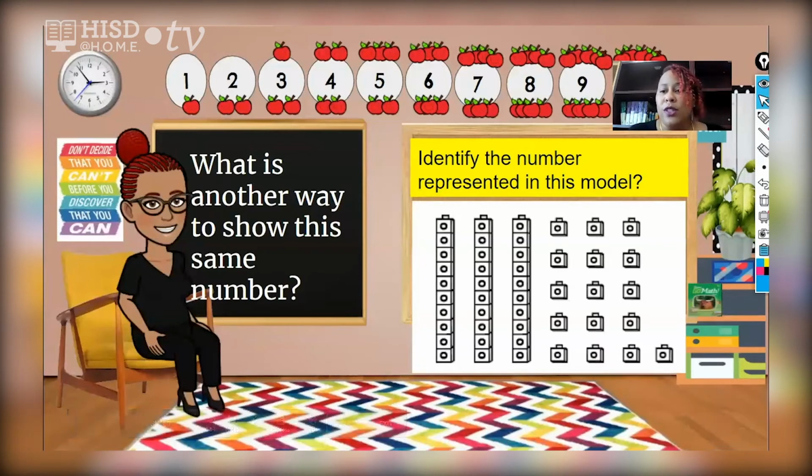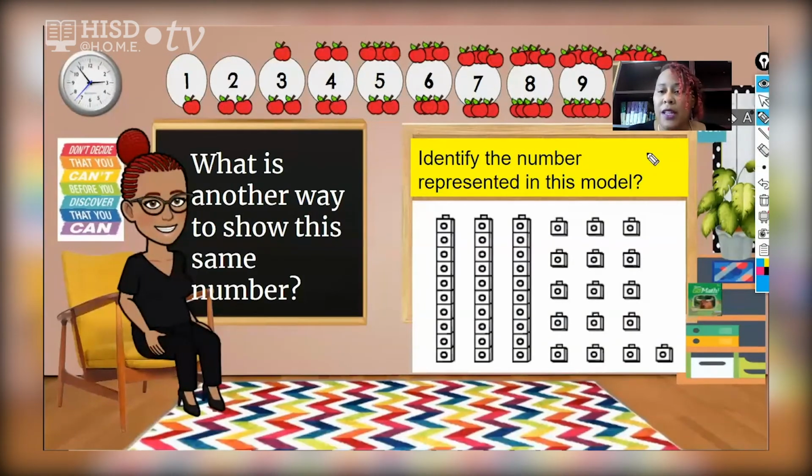We said, boys and girls, that this number was 46. We said we could write 46 with the digits 4 and 6. In the number 46, we saw 1, 2, 3 tens, and 1, 2, 3, 4, 5, 6, 7, 8, 9, 10, 11, 12, 13, 14, 15, 16. We saw 3 tens and 16 ones.